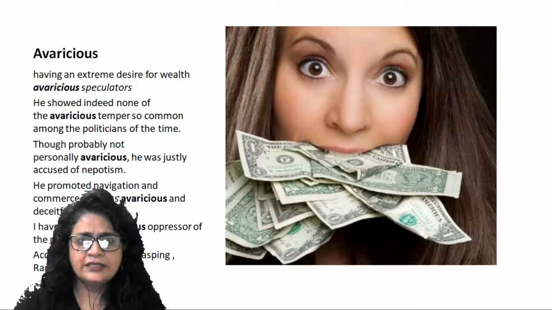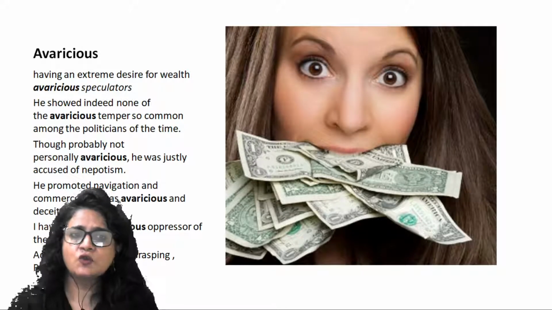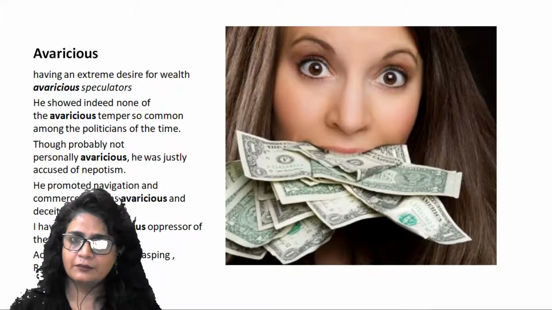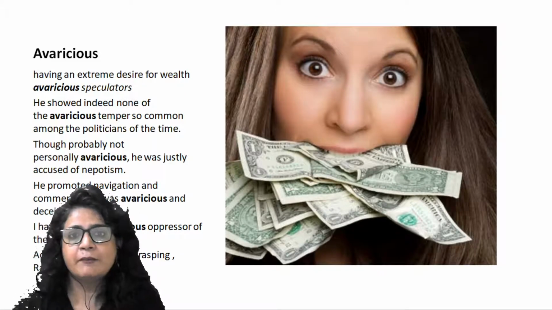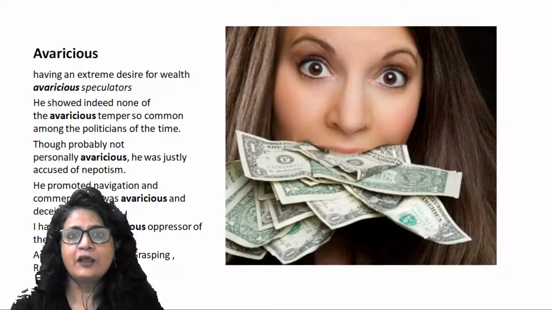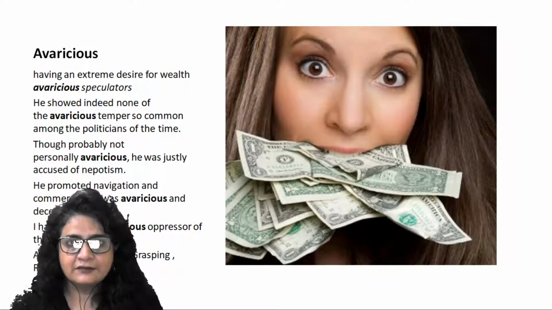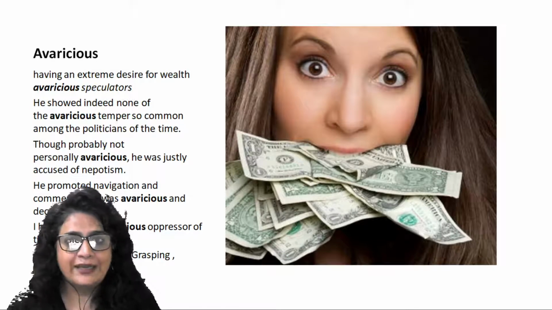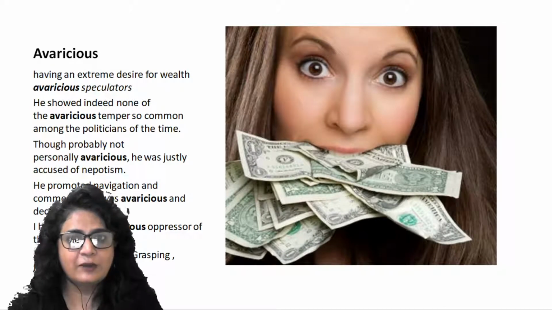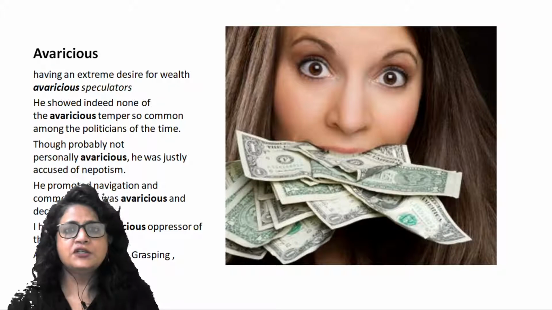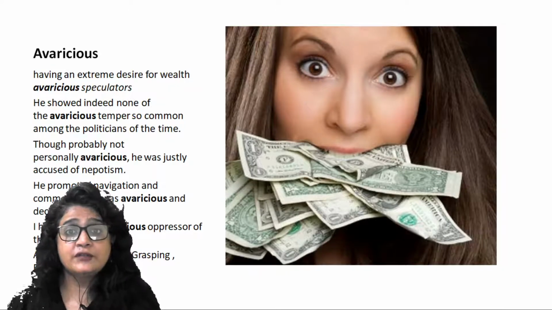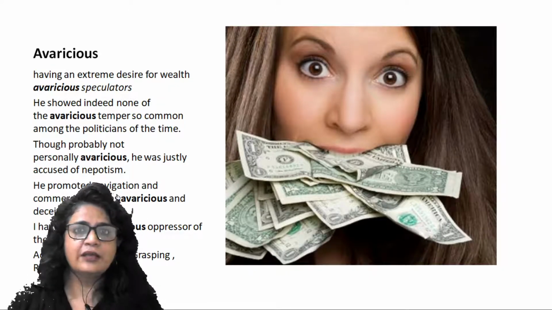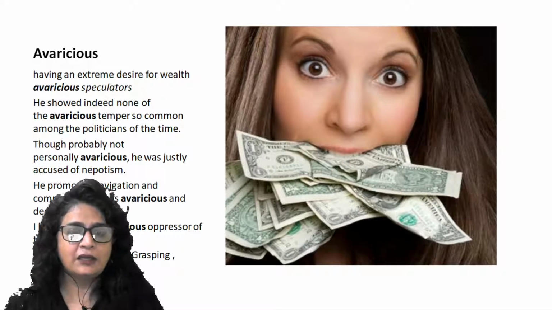He showed, indeed, none of the avaricious tempers so common among the politicians of the time. So usually, politicians are marked by this characteristic. They are full of avarice. They come into power in order to feather their own nest. They have some ulterior motive to come into power, right? Very few politicians come with the motive of serving society. Most of the time, they are driven by making money.